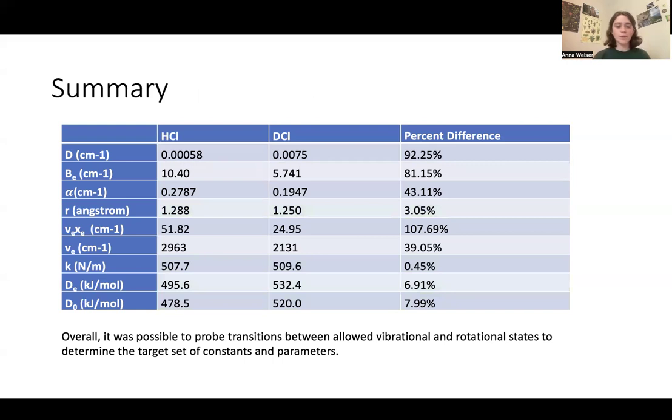So overall, it was possible to probe the transitions between the allowed vibrational and rotational states and determine our target set of constants and parameters.